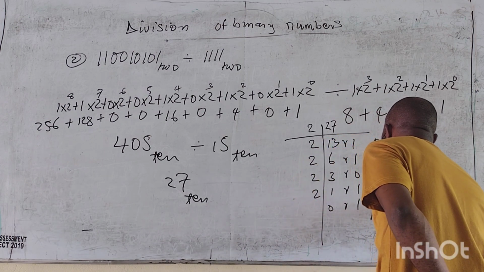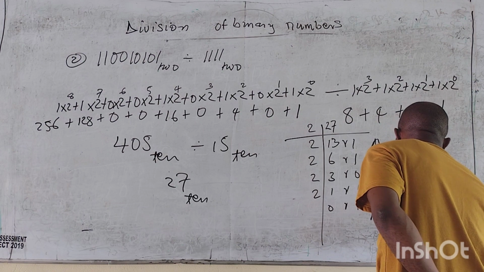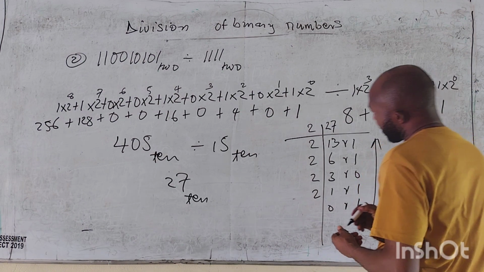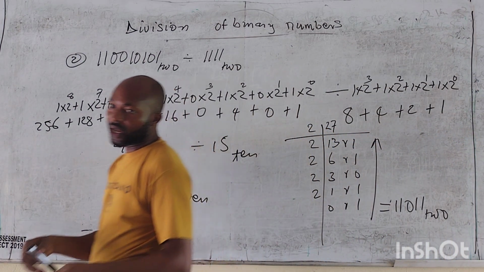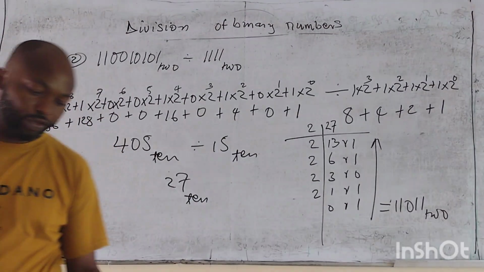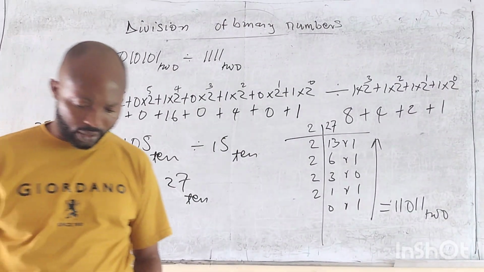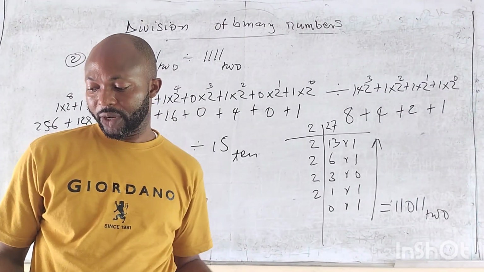So this will give me 11011 in base 2. That's my answer. This divided by this is 11011 in base 2. Okay, that's that about that.